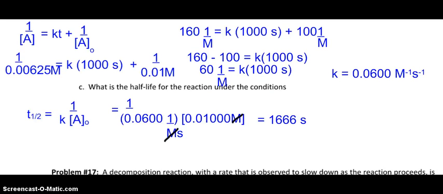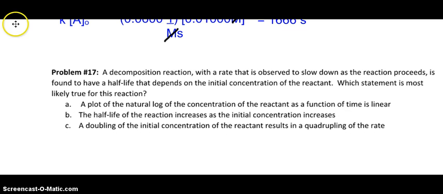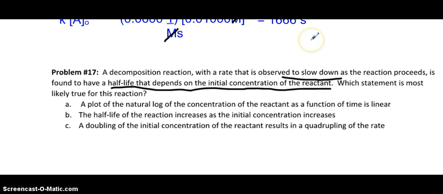So let's now look at problem number 17. Okay, it says that a decomposition reaction with a rate that is observed to slow down as the reaction proceeds is found to have a half-life that depends on the initial concentration of the reactant. Those two things are very important to answer the question. So before we answer A, B, or C, the first thing you need to consider is, is this going to be a zero, first, or second order reaction? Why don't you pause this and think that through yourself, and then we'll come back.